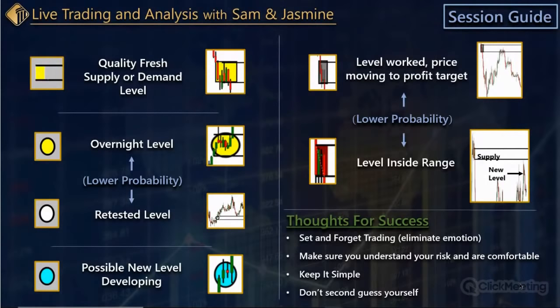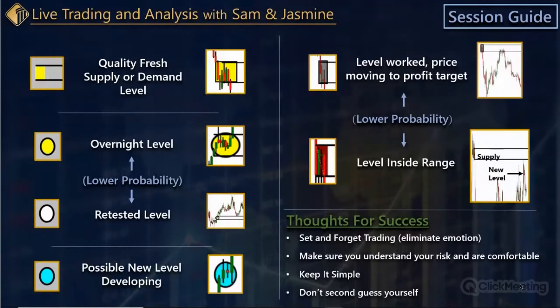Remember, every quality zone or level is there because of another one's existence. And we have a whole lesson on that. But anyway, that's what the blue means. Now let's go to the middle here. The yellow circle represents an overnight level.